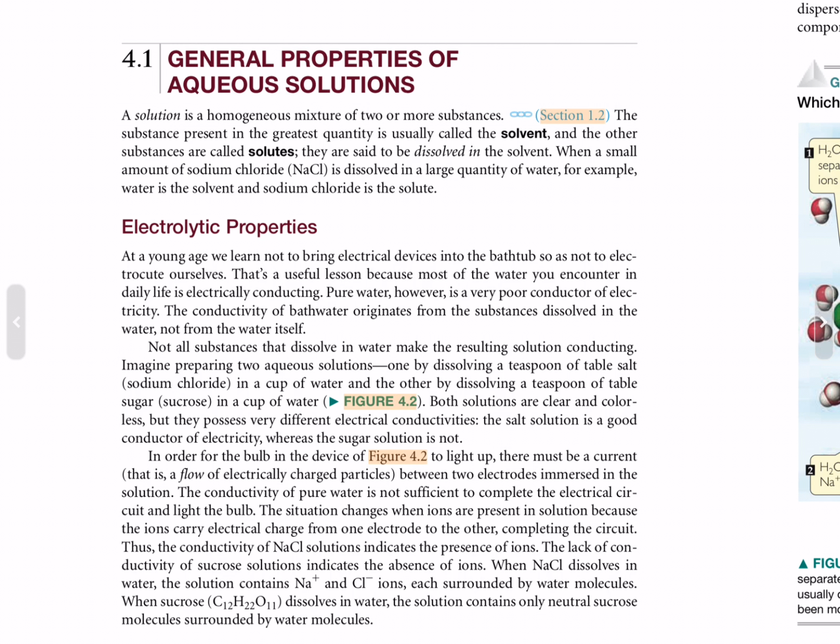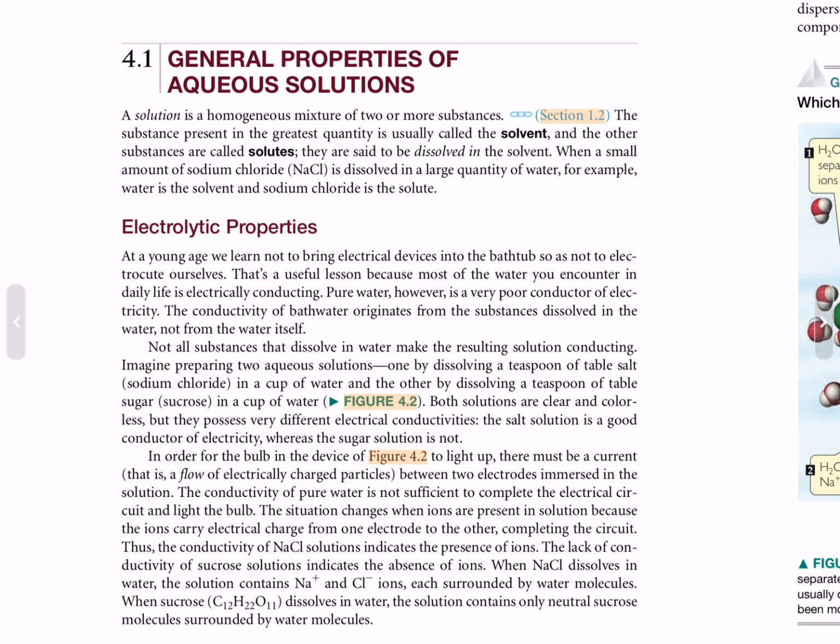The substance present in the greatest quantity is usually called a solvent, and the other substances are called solutes, and they are said to be dissolved in the solvent. When a small amount of sodium chloride, NaCl, is dissolved in a large quantity of water, for example, water is the solvent and sodium chloride is the solute.